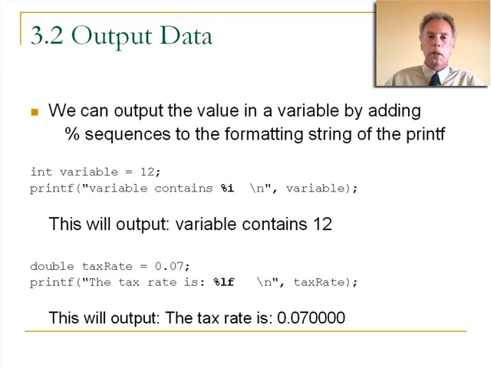Okay, once we can output simple text from the program to the user, the next thing that we would want to do is to output the value in our variables to the user. And we're going to look at a printf statement that does that now. For example, if we had an integer variable that has 12 in it, we could put inside of the double quotes a %i. %i means that we're going to have an integer variable that corresponds to that position in the output. So this outputs this printf statement.